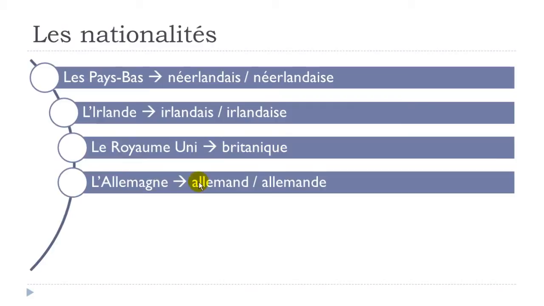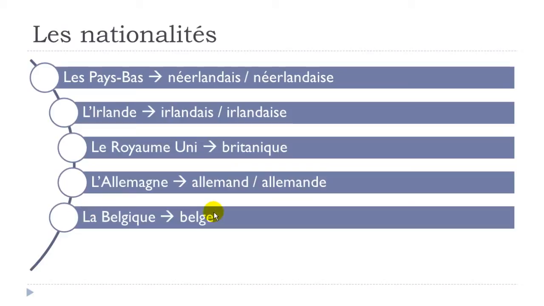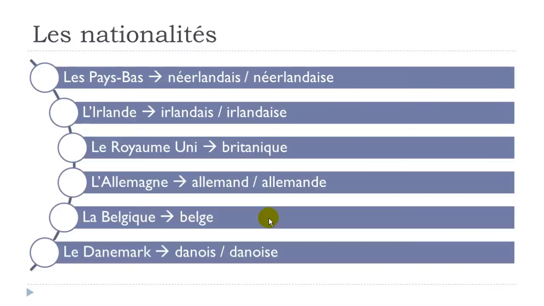L'Allemagne, allemand, allemande, okay, same thing here, you don't pronounce the final D, but you pronounce it here for the feminine form, allemande. La Belgique, belge, so only one form here for the masculine and the feminine. Le Danemark, danois, danoise, z, okay, insist on that, danois, don't pronounce the final S, danoise, here you pronounce it.